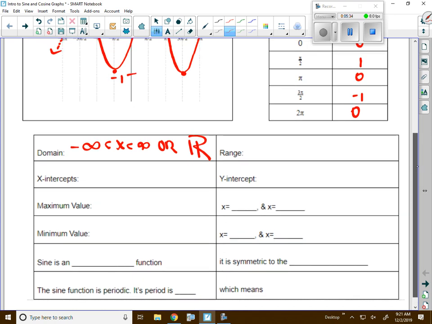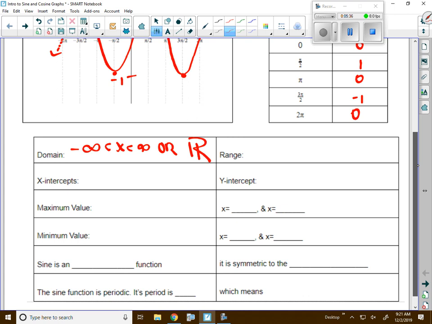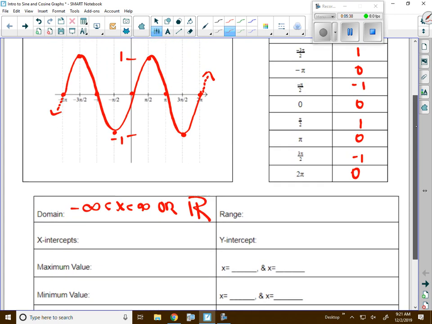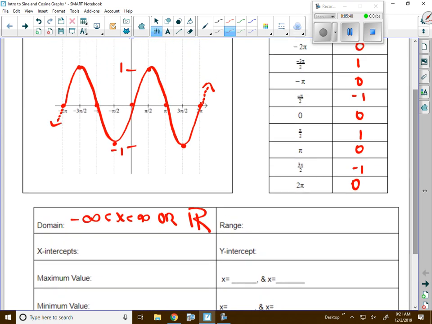Range would be negative 1 to 1. If you look at your y values, they go from negative 1 to 1 on that y-axis. Now you'll notice I put lines under my inequality symbols in my set notation. That shows that it can be equal to negative 1 and 1.